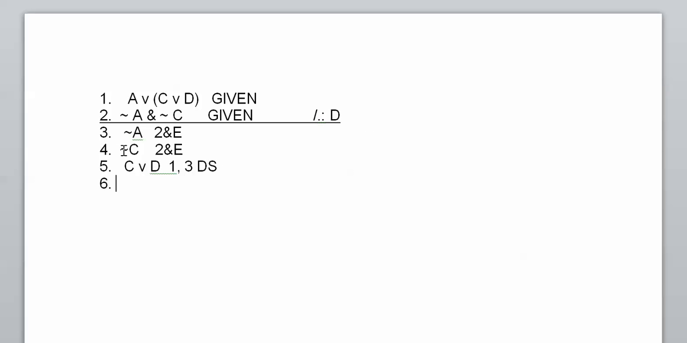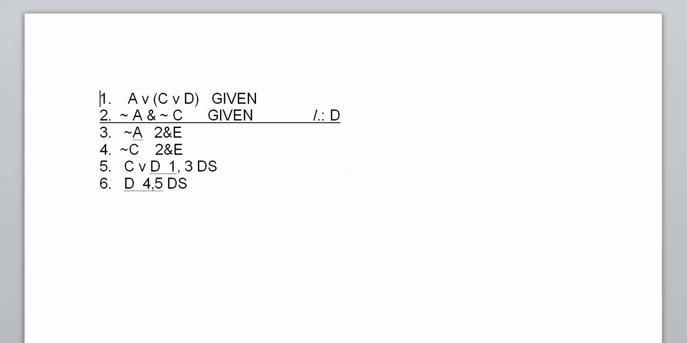If we look at line 4 and we look at line 5, we can see another application of DS, or disjunctive syllogism, which would give us D. And that's by 4, 5, DS. That's it. That is the proof. Hopefully that makes some sense. It's a proof that combines disjunctive syllogism and elimination. I hope that was helpful, and I will do just a second one right here.